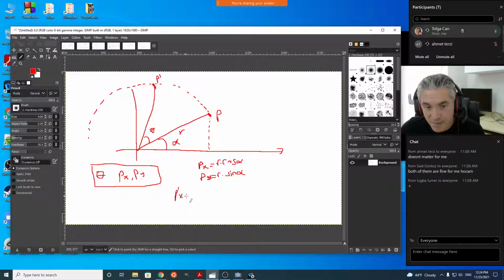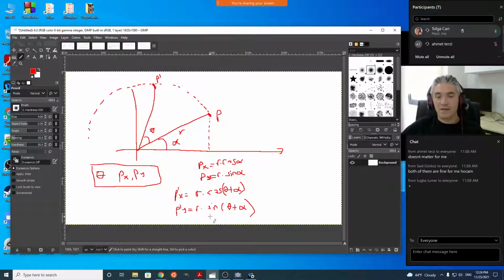Now, we can do the same thing for P prime. So what is P prime x? Is it r times cos theta? Is this correct? No, right? It's cos of theta plus alpha, because the angle it makes with the x-axis is theta plus alpha. And P prime y is equal to r times sine of theta plus alpha.